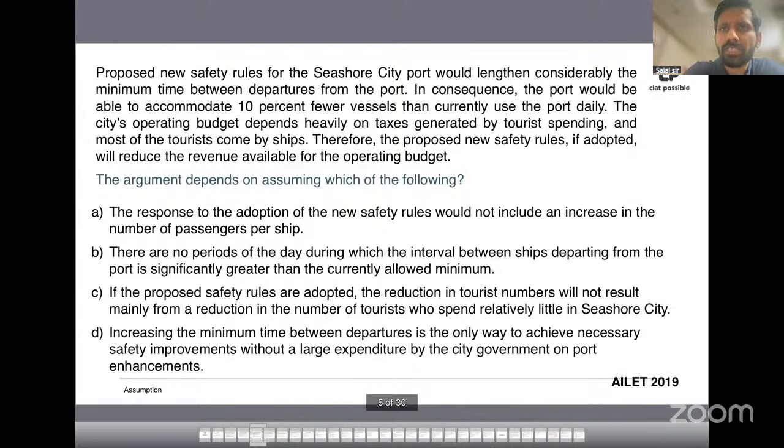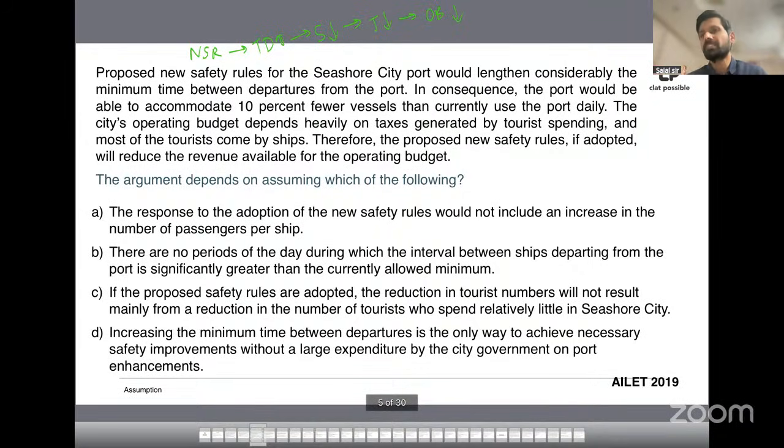I'll just write it down here. New safety rules, right? The time between departures will increase, and the number of ships, vessels would be ships, right? The number of ships coming at the port at a point in time would be reduced, and that will lead to a reduction in the number of tourists, and that will result in a reduction of tourist spending, and therefore the operating budget will come down, right?